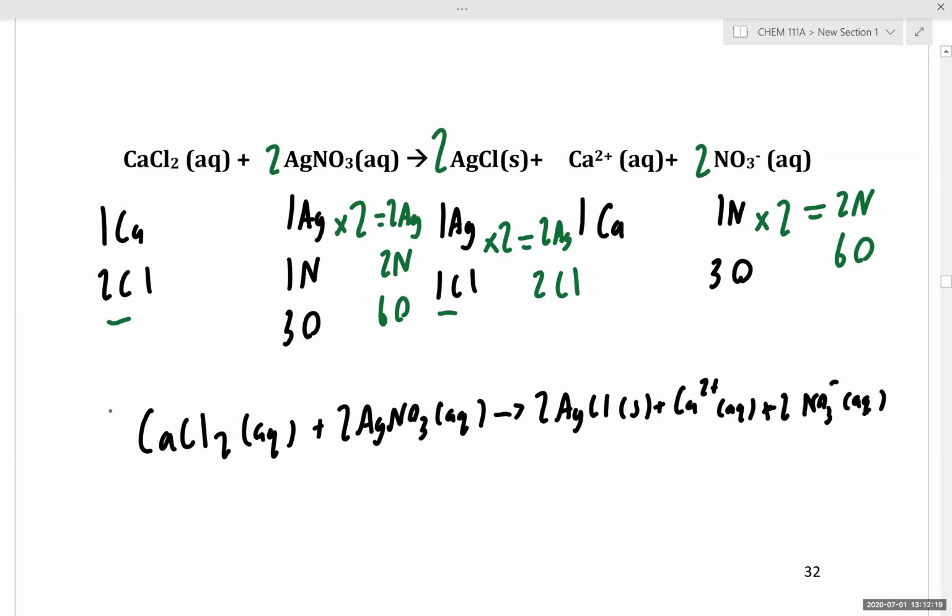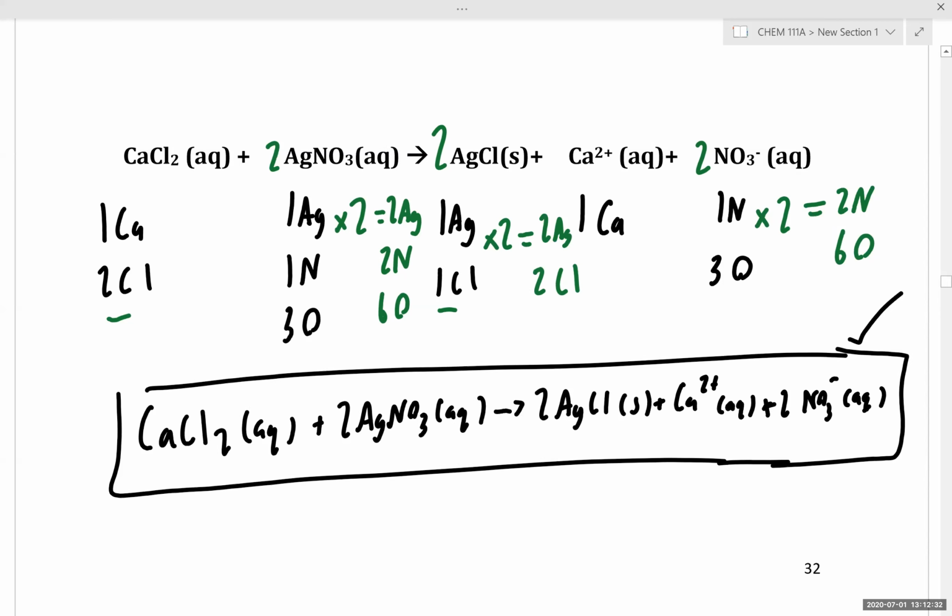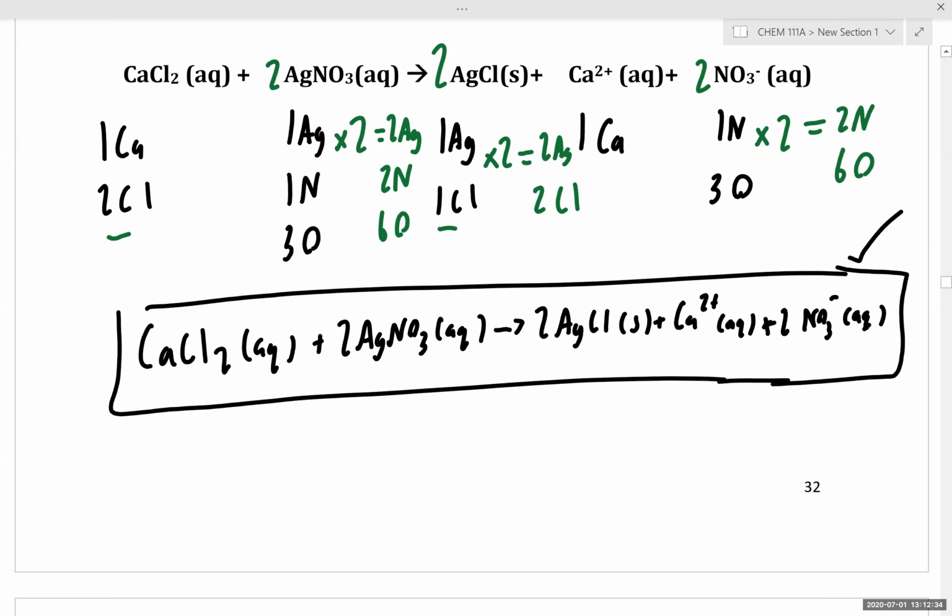Okay, so here's our balanced chemical equation, and we're complete from this problem. Any questions on this example?